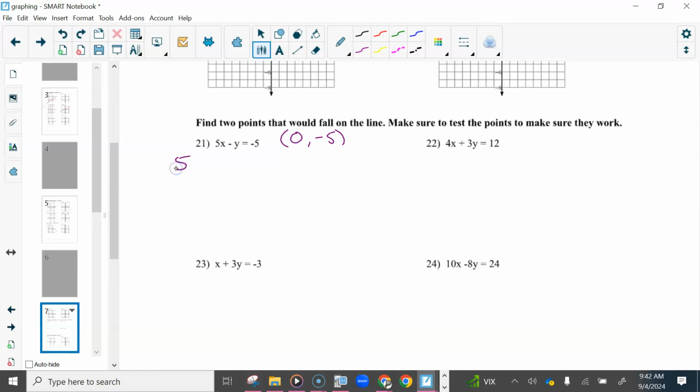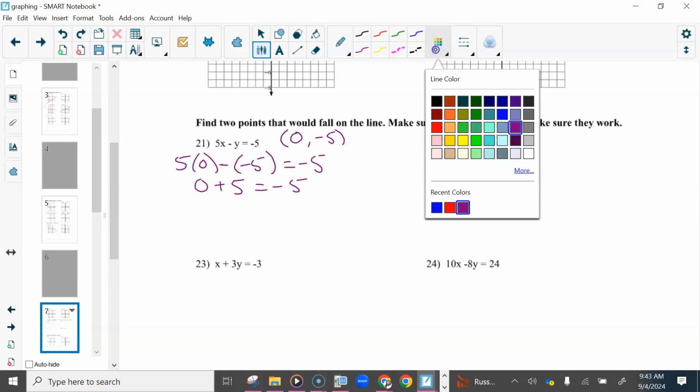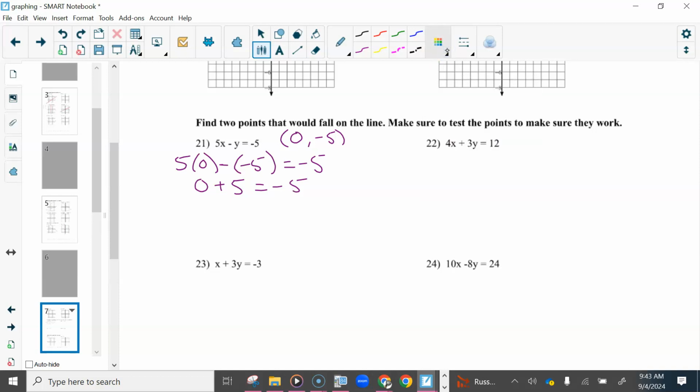So I'm going to put the 0 in for x, the negative 5 in for y. Be careful because there's already a negative, and I'm going to see, is this a true statement or not? So I know this is going to become 0, this is going to become a plus. Is this going to be a true statement? No. So how could I change this so that it is a true statement? It would be positive 5. So you can erase it or just change it.